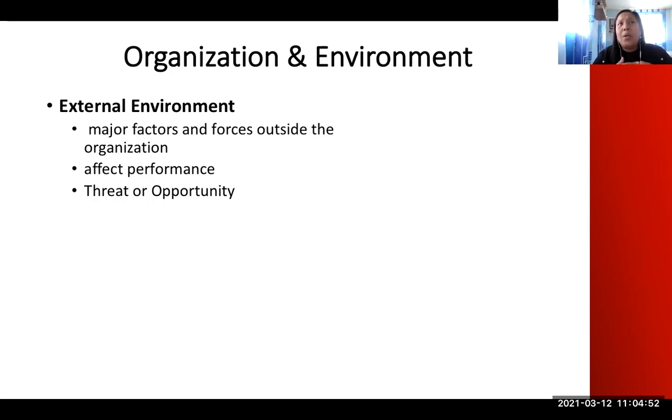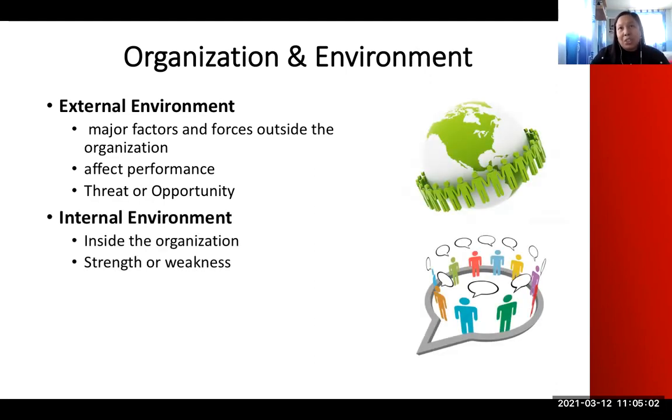Information about your external environment will help identify opportunities and threats. For the internal environment, as mentioned earlier, these are the resources, organizational culture, and capabilities that an organization possesses, and this will help identify your strengths and weaknesses. Who among you are familiar with the SWOT matrix? You can raise your hand during our synchronous session. A SWOT matrix is a management tool which is very simple yet useful, not just to identify your opportunities, threats, strengths, and weaknesses, but to help in crafting and formulating your strategies.